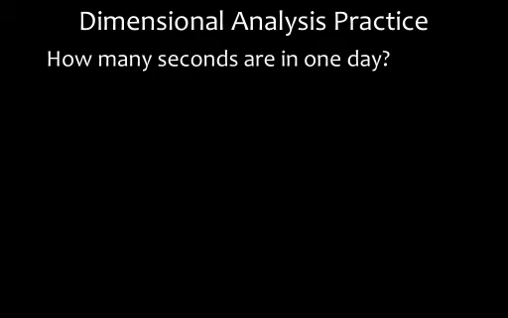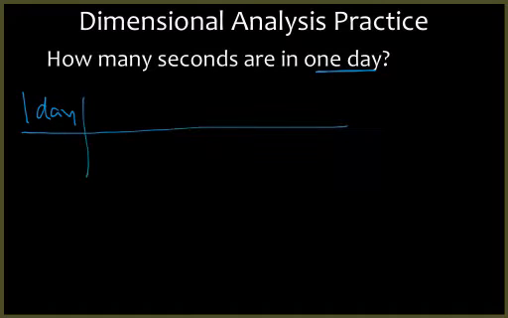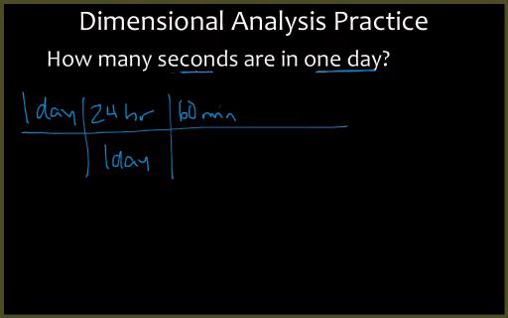So this is an easy one. How many seconds are in 1 day? Just like we said, we're going to start with what's given in the problem. So we have 1 day. Then we're going to use the conversion factors that we know to get to our final unit, which is seconds. So we know there are 24 hours in 1 day. Then we know there are 60 minutes in 1 hour. And we know that there are 60 seconds in 1 minute.